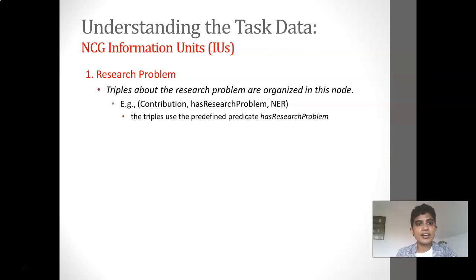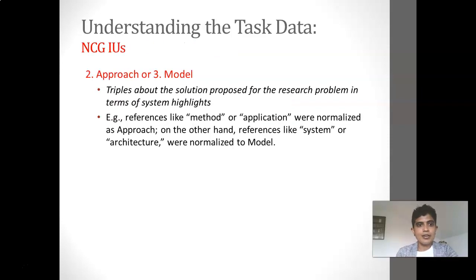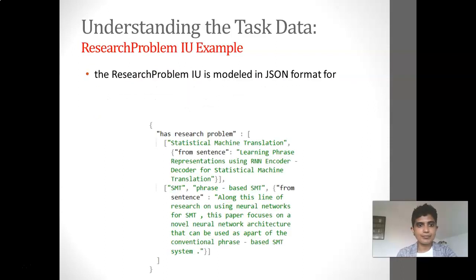Research problem is one information unit in the NCG, where triples about the research problem are organized in this node. An example is contribution has research problem NER. Other information units could be approach or model, where triples about the solution proposed for the research problem were organized in terms of the system highlights.